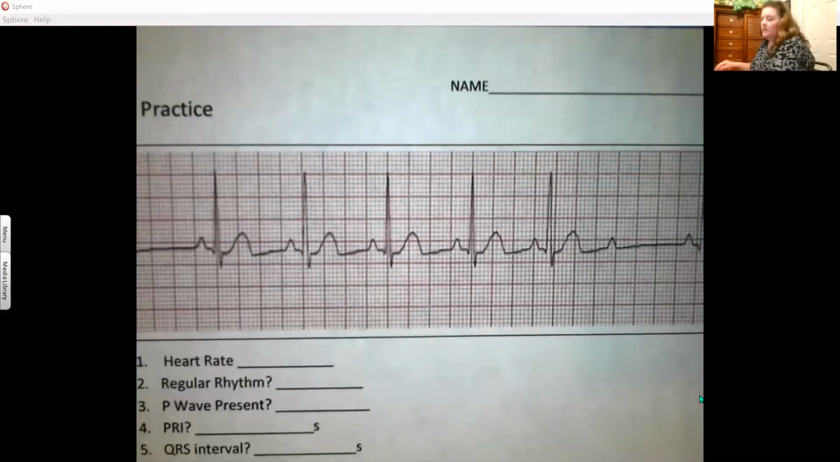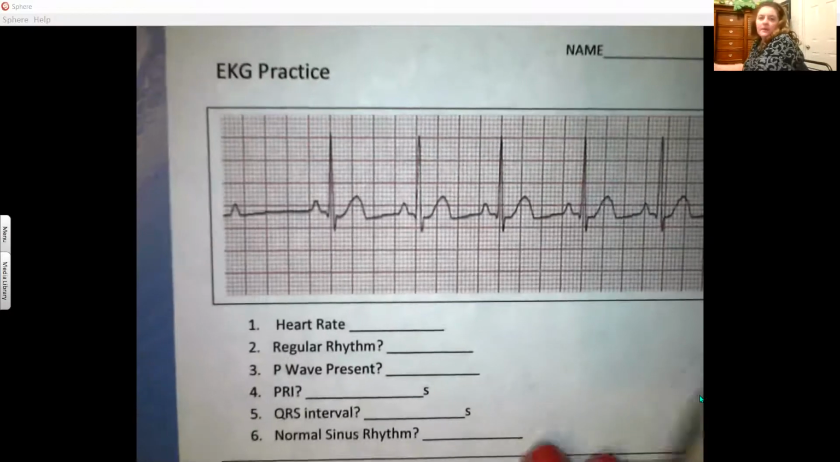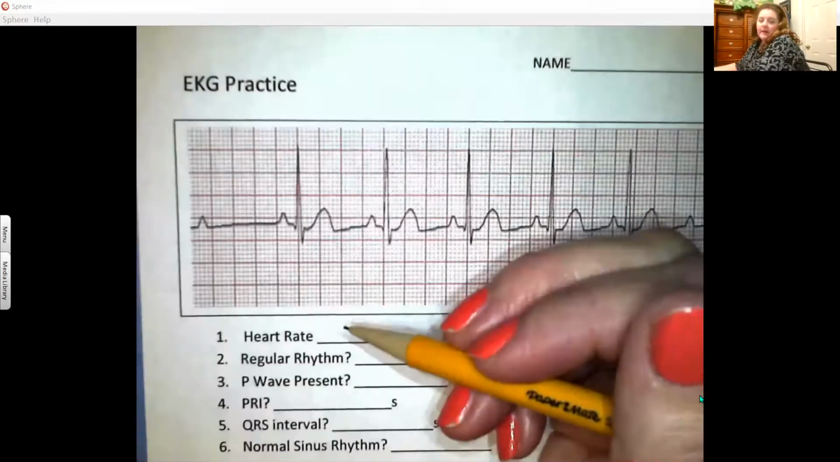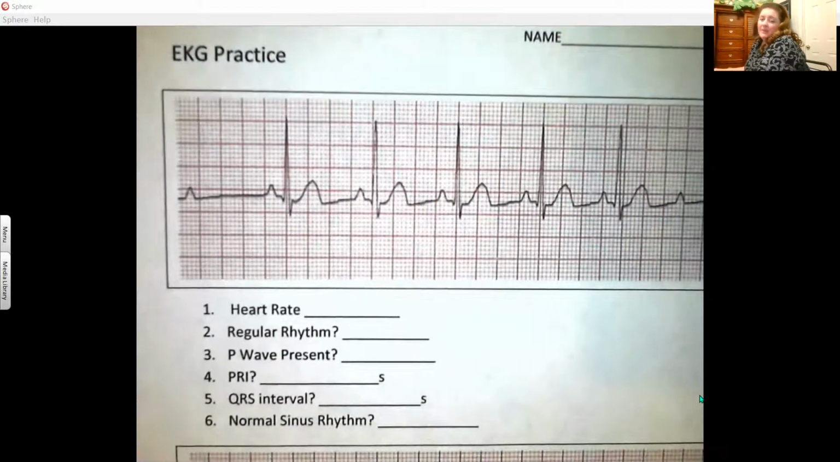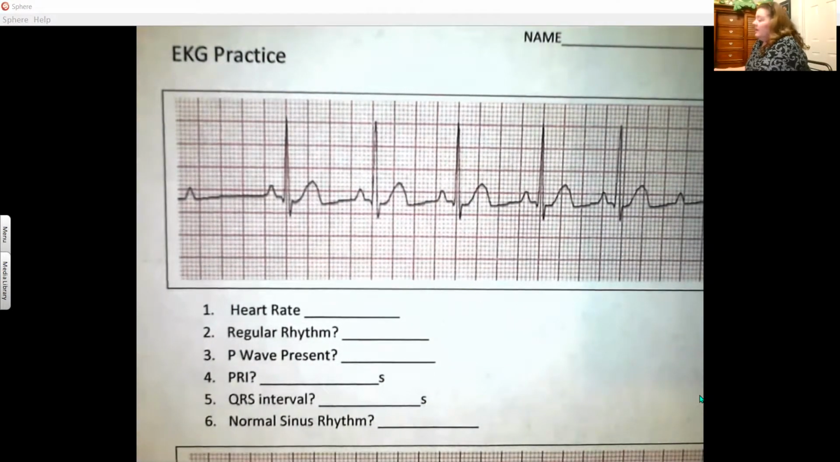And I'm gonna switch over to share my screen so I can use the dot camera and kind of show you what this is gonna look like. Okay, so here we have the EKG practice page. The EKG practice, you're asked 6 questions on EKG.